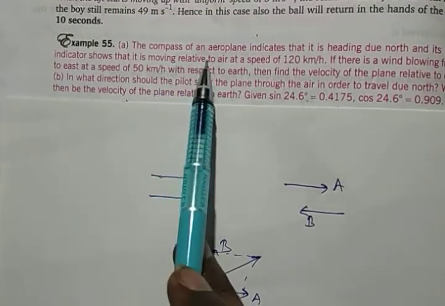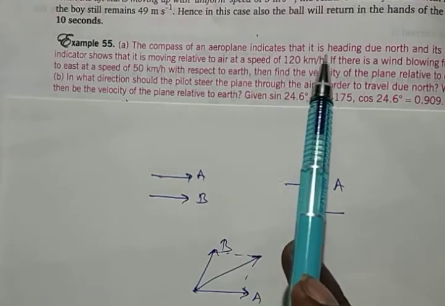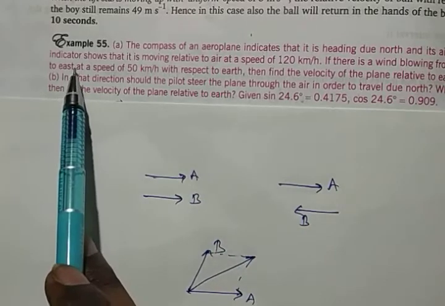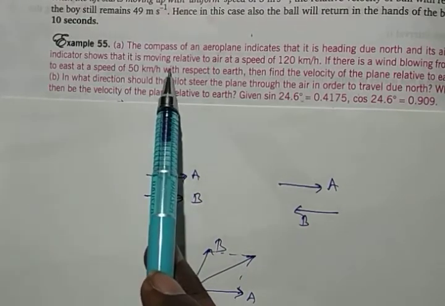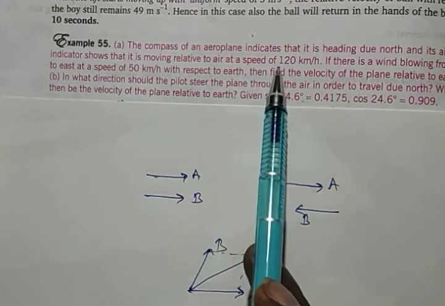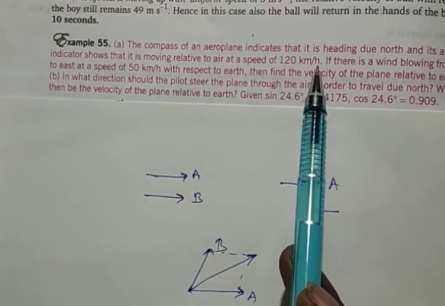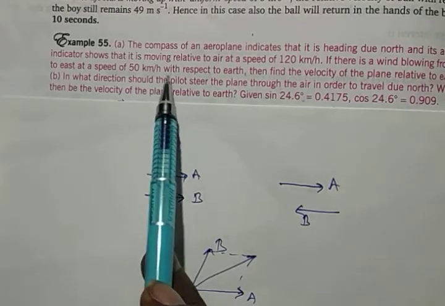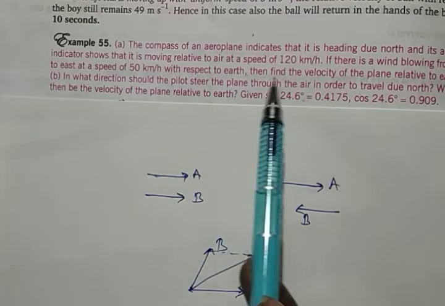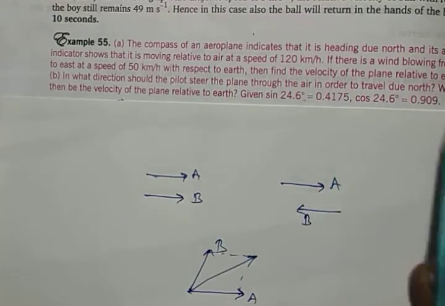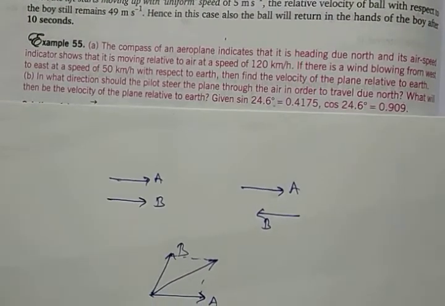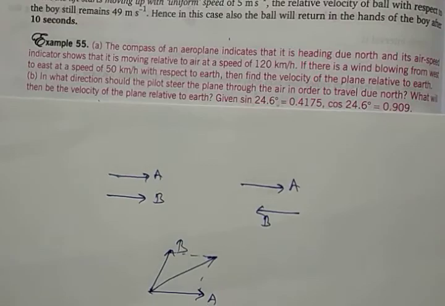A compass of an aeroplane indicates that it is heading due north, and its airspeed indicator shows that it is moving relative to the air at a speed of 120 km per hour. If there is a wind blowing from west to east at a speed of 50 km per hour with respect to Earth, then find the velocity of the airplane relative to the Earth. So this is quite a simple question which is asked. So we'll try to find out how we need to get this answer.